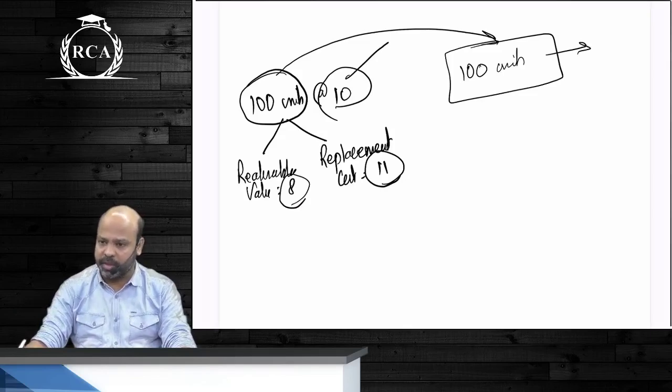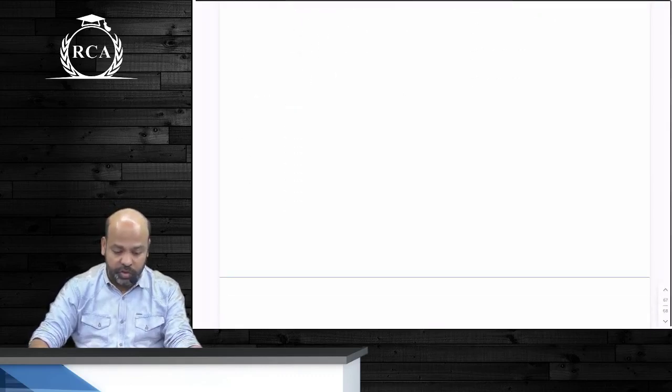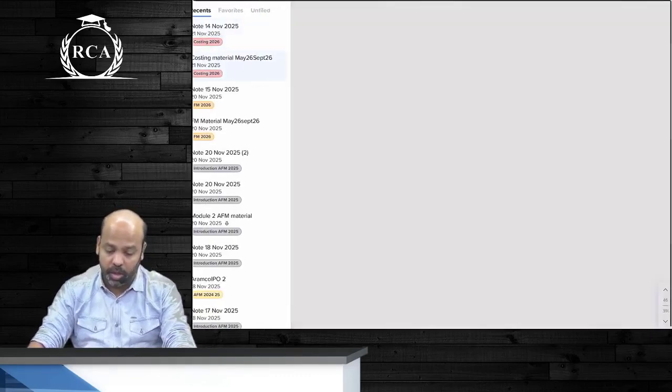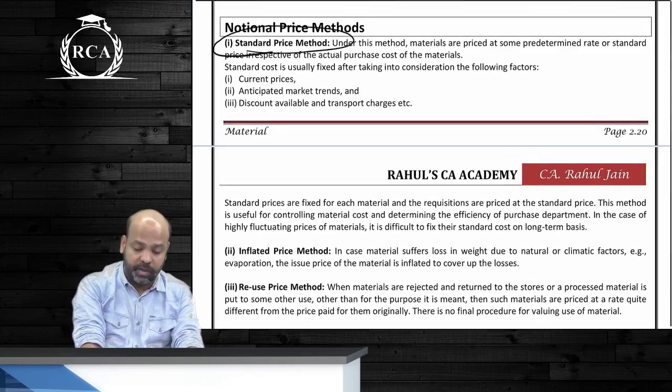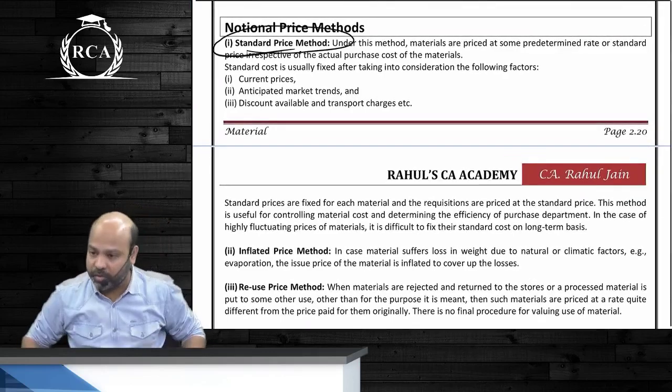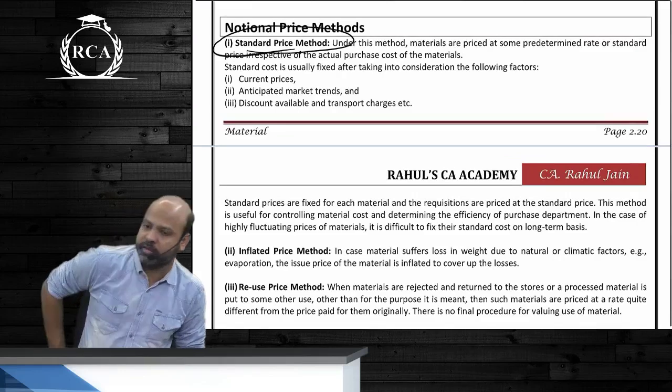So that is why, guys, we will have to learn the names of the methods. Are we clear about this? The last one, beta, is notional price method. Standard price method is basically in case an organization follows something called standard costing. You know what is standard costing?